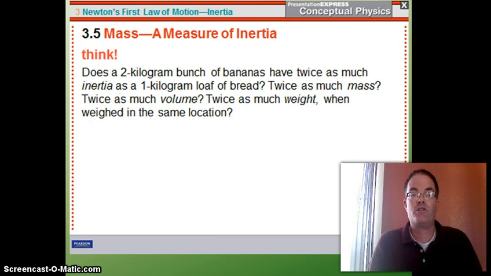Let's do a question here and then we'll conclude. Does a 2 kilogram bunch of bananas have twice as much inertia as a 1 kilogram loaf of bread? Twice as much mass? Twice as much volume? Twice as much weight when weighed in the same location? Think about that.